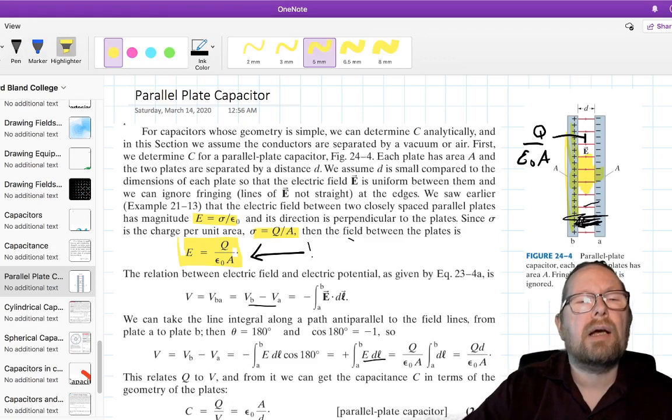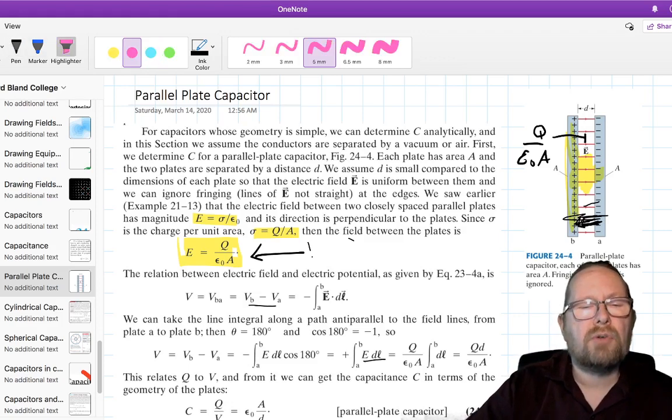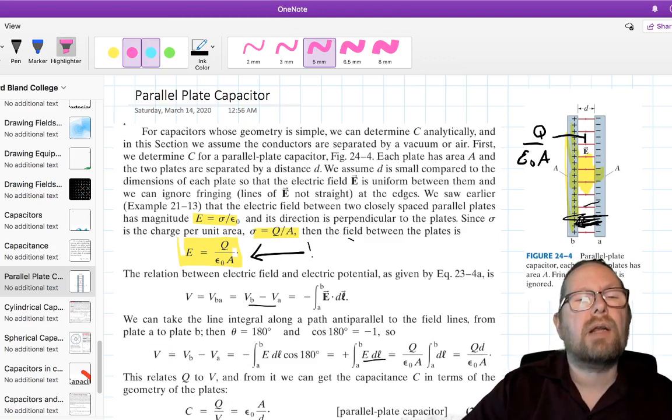Difference, let me get my highlighter and change color here, the potential difference between two, well that's not good, you can't see the letters through that highlighter, it's too dark.